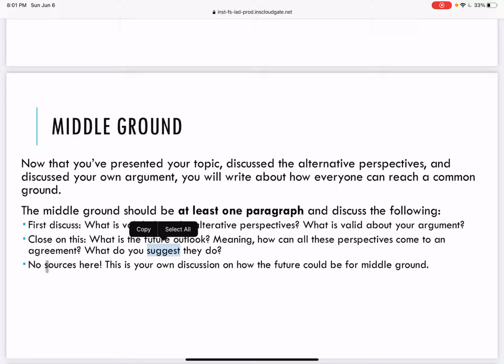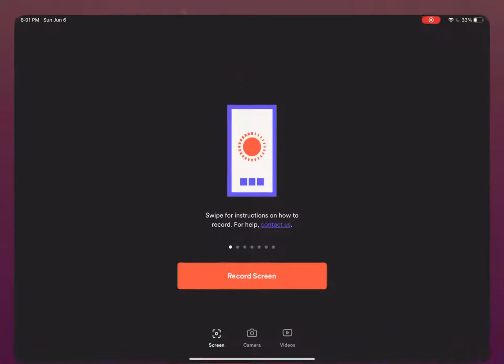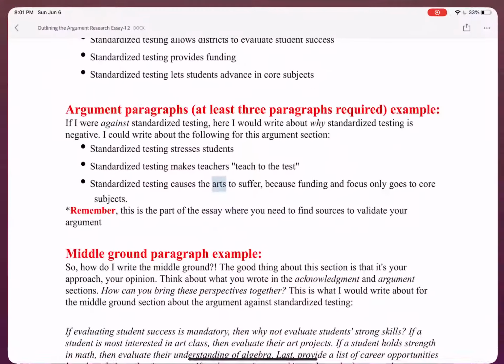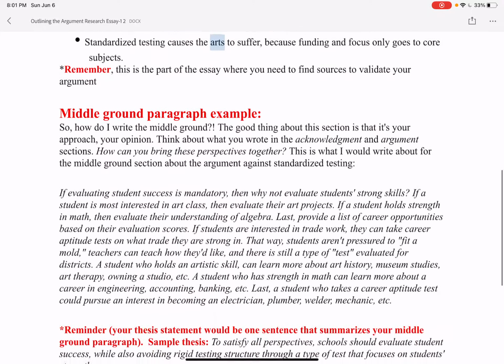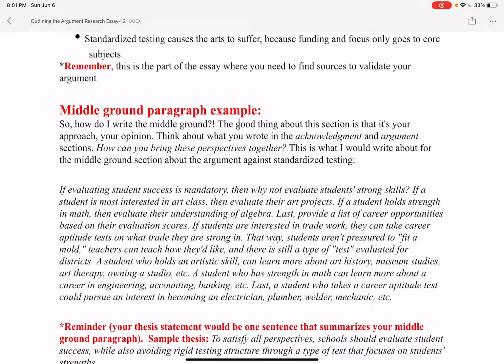Don't use any sources here in this paragraph. You just need to discuss, if you were in complete control of this topic, how would you get these perspectives to agree? And that's your own opinion. There's no right or wrong. And let's hop over to my middle ground. Again, it's your own approach. It's your own opinion here.